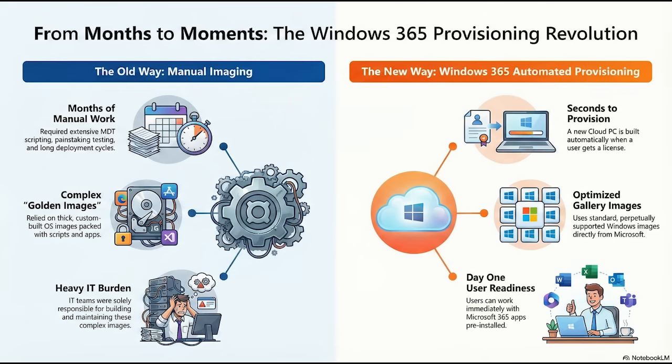And that must mean they're not using those complex golden images that are packed with custom scripts and apps. Absolutely not. The architecture makes a very clean break from that old thick image strategy. To maximize agility, supportability, and update speed, the design relies on Microsoft optimized gallery images. So just the stock image from Microsoft. The baseline is the stock, perpetually supported Windows 11 Enterprise 25H2.